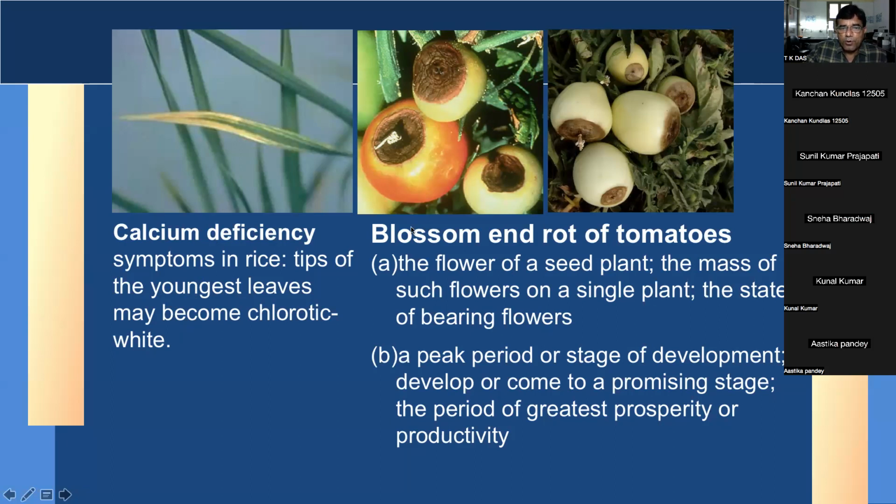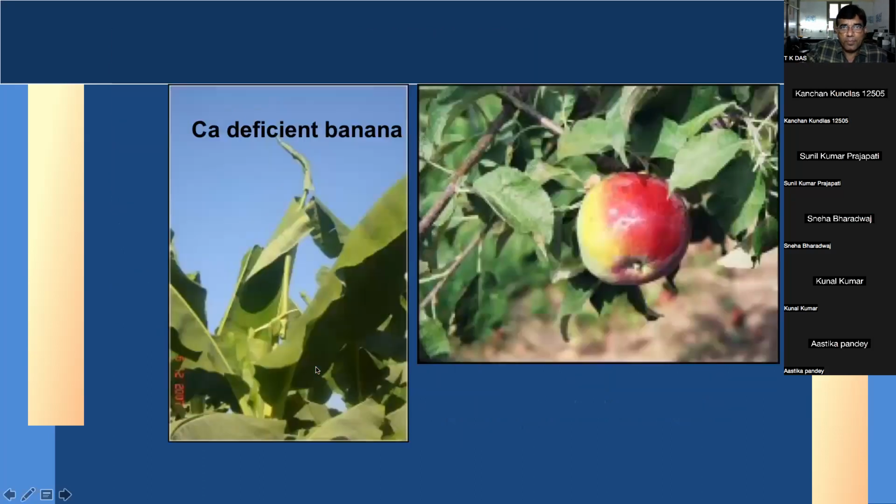What is meant by blossom? Blossom is generally taken by people as equivalent to flower. So the flower of a seed plant is blossom. The mass of such flowers on a single plant, the state of bearing flowers, is also called blossom. A peak period or a stage of development, to come to a promising stage, the period of greatest prosperity or productivity. So this word blossom has many other meanings also.